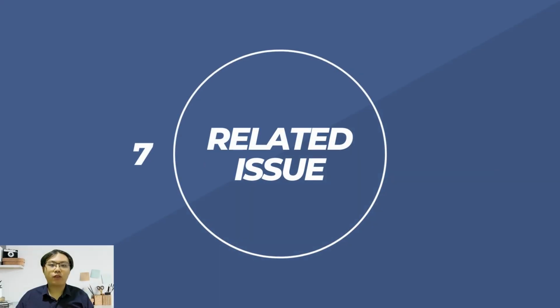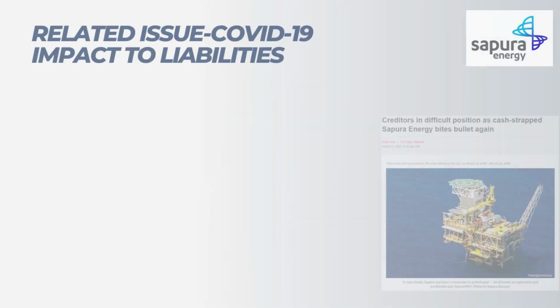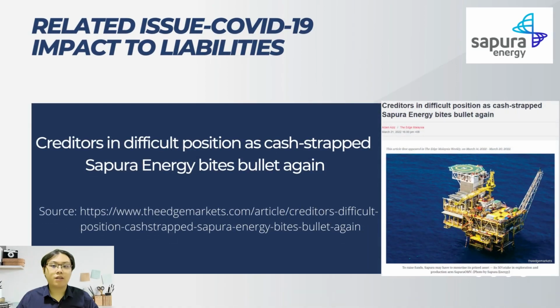Now, we will move on to the related issue. The issue that we chose is "Creditors in difficult position as cash-strapped Sapura Energy bites the bullet again", taken from The Edge Markets.